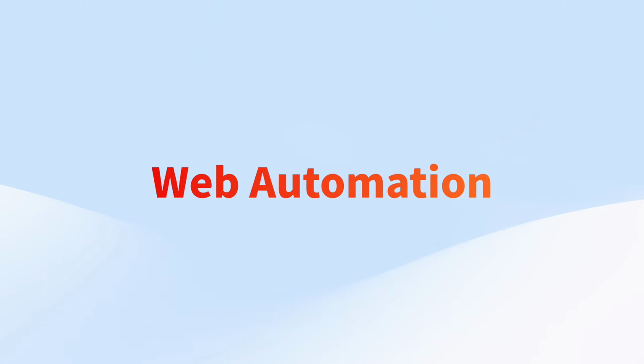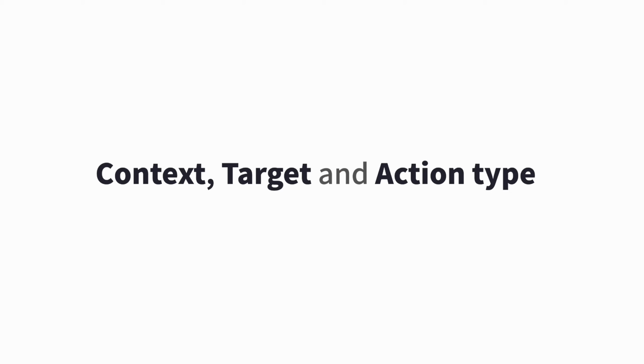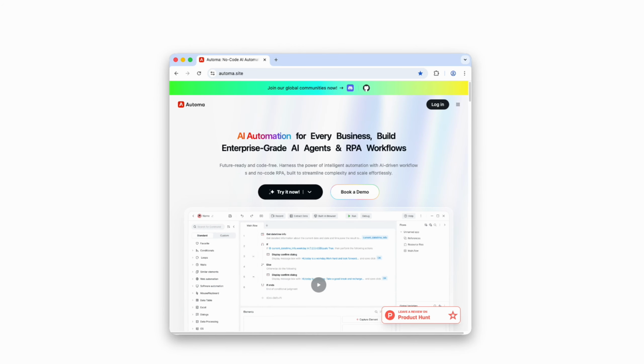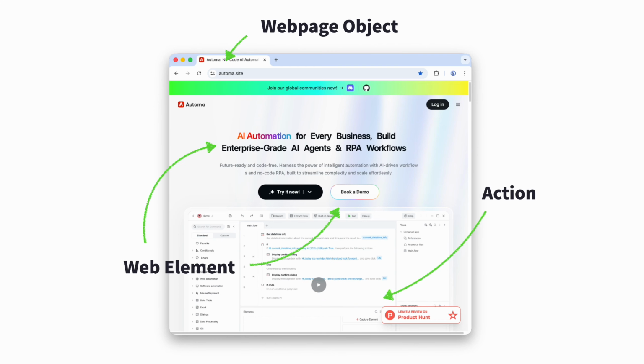In this lesson, we will learn web automation. Before we begin, let's review the key points learned in the previous lessons. A command consists of three components: context, target, and action type. In web automation, this structure manifests as follows. On a specific web page object, perform a specific operation on a specified element.